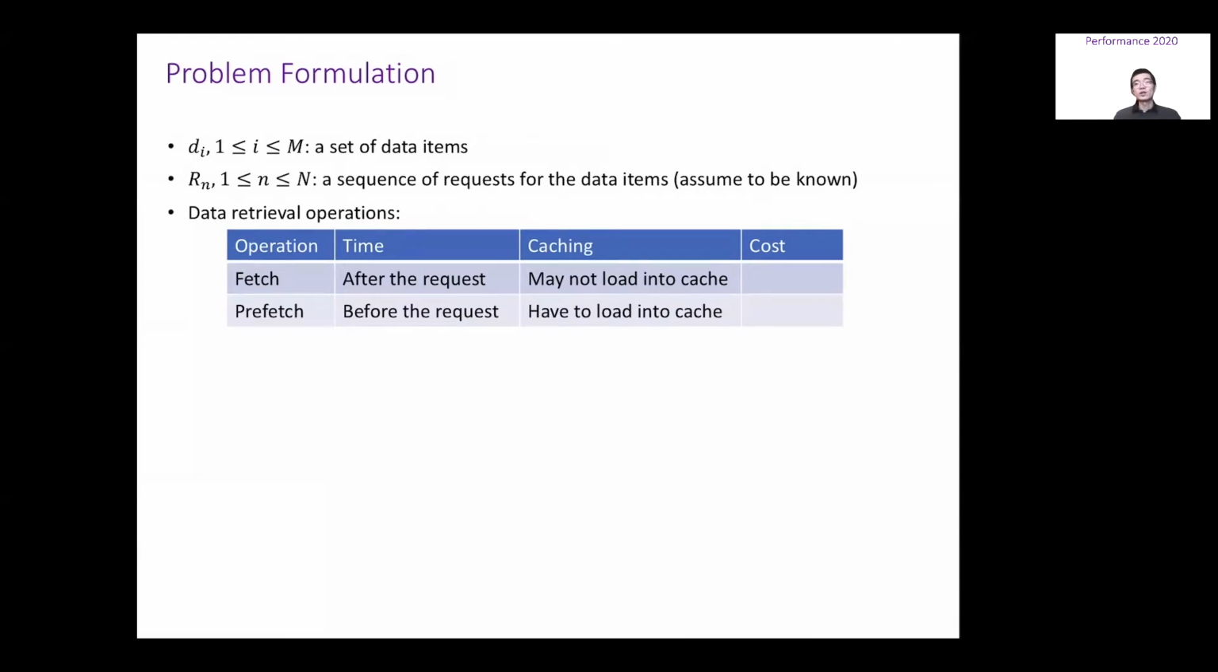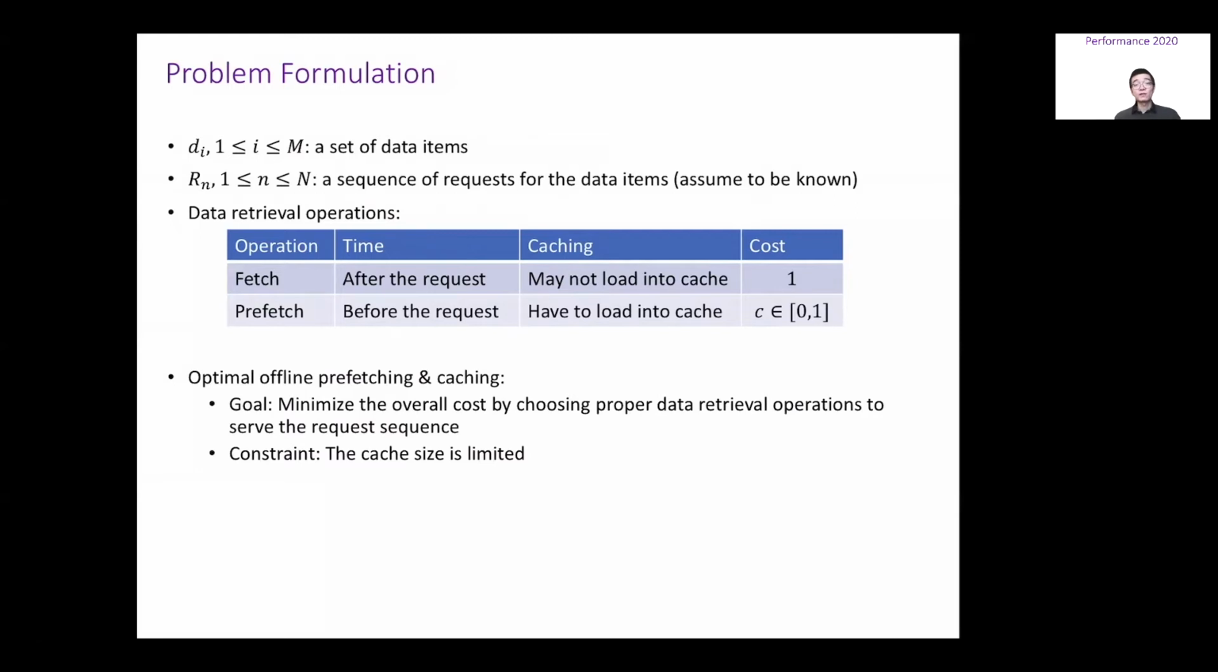And in this problem, we consider a cost-based model, which means we assign different costs to fetching and prefetching. The fetching cost is set to 1. For the prefetching cost, considering the benefits of prefetching, we set it to be a constant C, which is between 0 and 1. Then we formulate the optimal offline prefetching and caching problem. The objective is to minimize the overall cost by choosing proper data retrieval options. And the constraint is that the cache size is limited, which means we cannot store every data item in the cache.